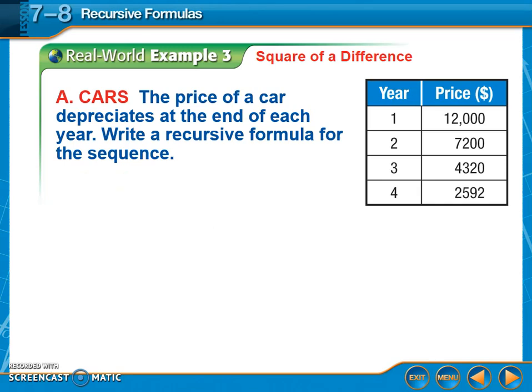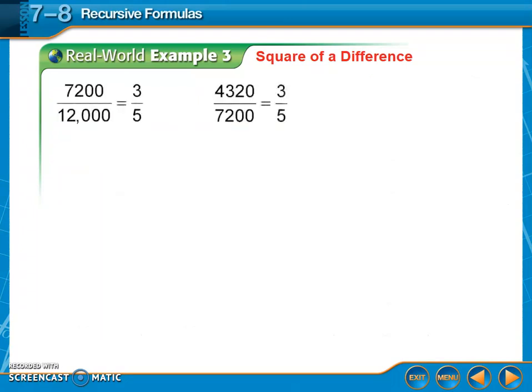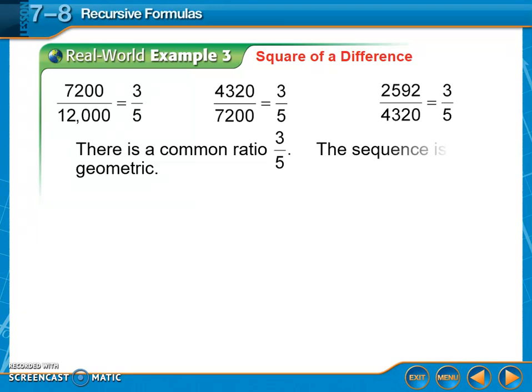Okay, so example 3: the price of a car depreciates at the end of each year. Write a recursive formula for the sequence. So for this one, again, we want to see if it has a constant ratio or if you're adding the same number each time. In this case, it has a constant ratio of 3/5. If I take each of the numbers and divide by the number before it, I get 3/5. So there's a common ratio of 3/5. The sequence is therefore geometric.